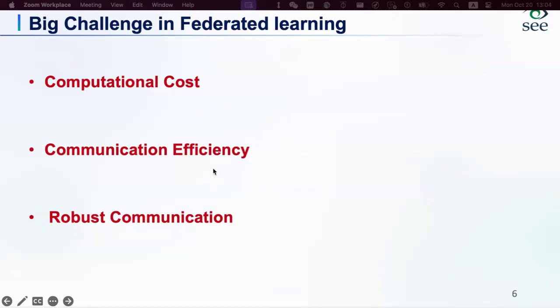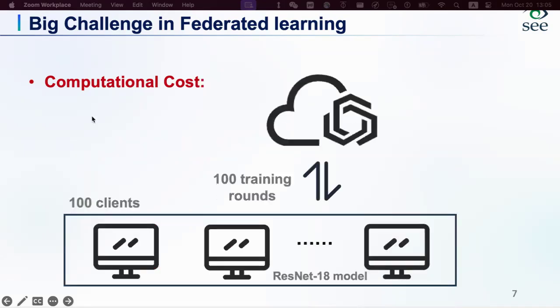However, existing federated learning methods face three main challenges: computation cost, communication efficiency, and robust communication issues. For the first, communication cost, although federated learning only transfers parameters of the model, as the number of clients and training rounds increases, this still brings a significant amount of computational and communication overhead.